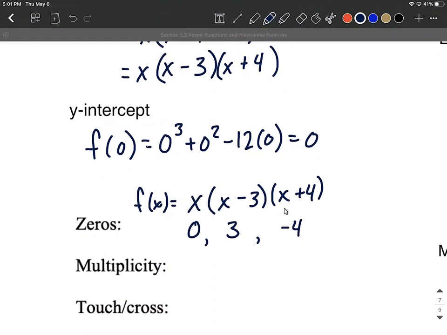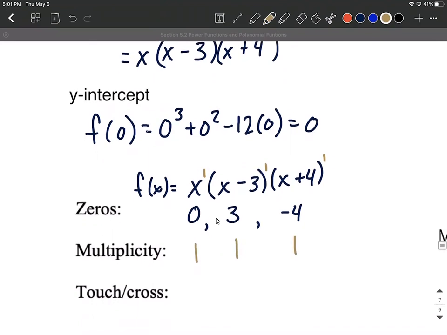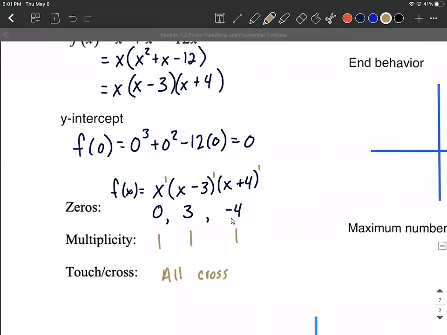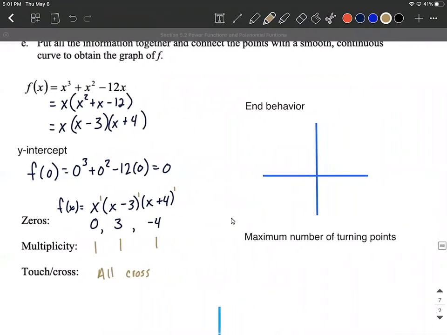All right, now the multiplicities. The multiplicity for each one of these comes from what power the factor it came from is raised to. In this case, each one of these is raised to the first power, so we'd say they each have a multiplicity of 1. Because these are all odd multiplicities, they're all going to cross. Meaning that when you get to that x-intercept, you're going to go to the other side of the x-axis at that point.